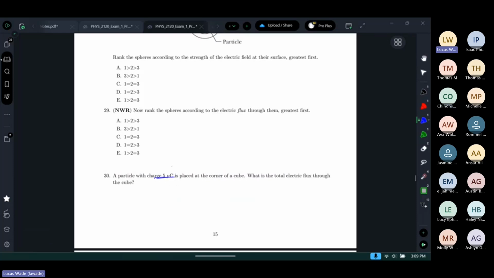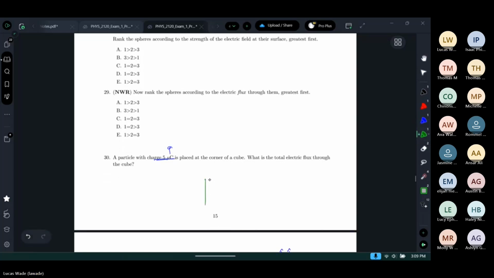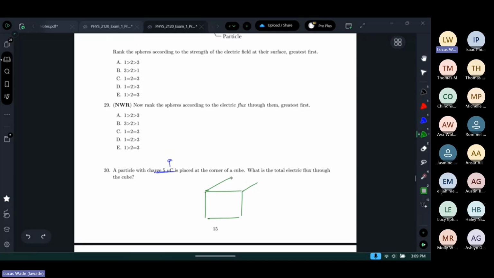So 30 is a quick one. Particle with charge 5 microcoulombs, that's Q, is placed at the corner of a cube, which is kind of an interesting new description. We haven't really seen any problems like that. But it's okay. So we place it at the corner. What is the total electric flux through the cube?